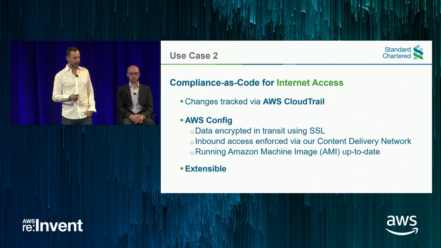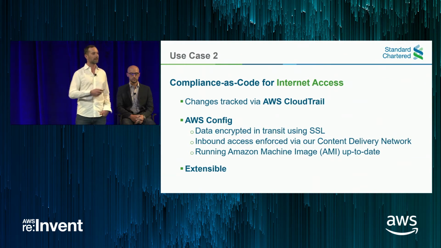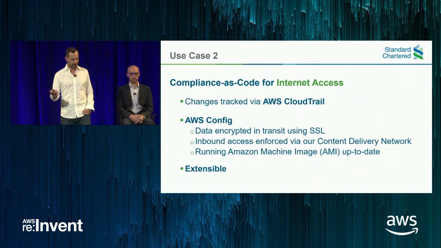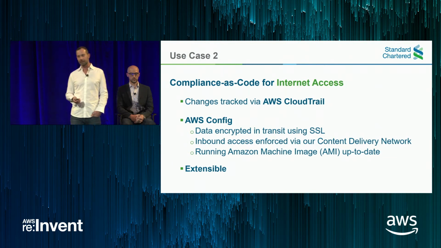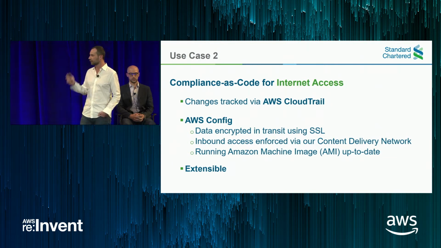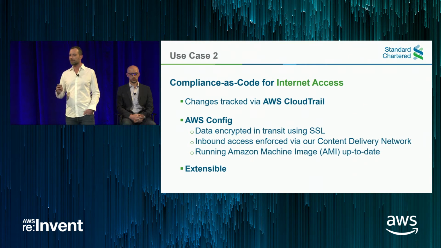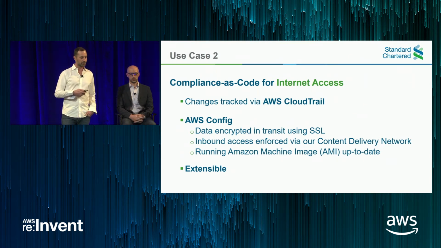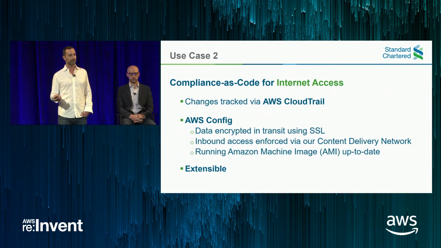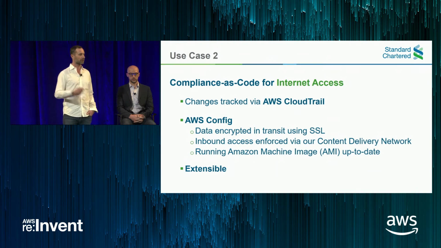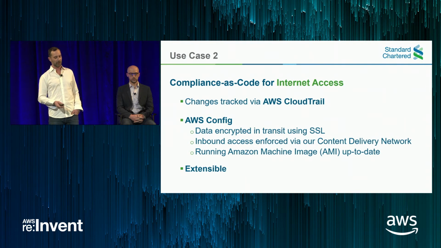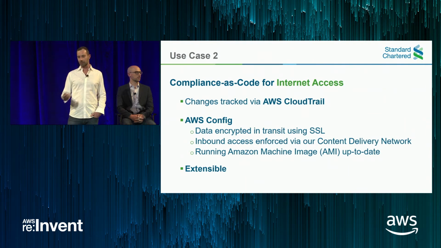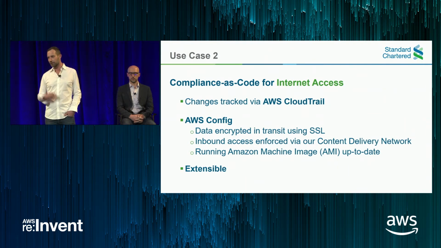And this time we use AWS Config to make sure the data is encrypted in transit using SSL. Our inbound internet goes via our content delivery network with WAF enabled. That's our running instances. We're running the latest version of our operating system with security patches, etc. And again, we wanted this to be extensible as we grow our footprint to the cloud.